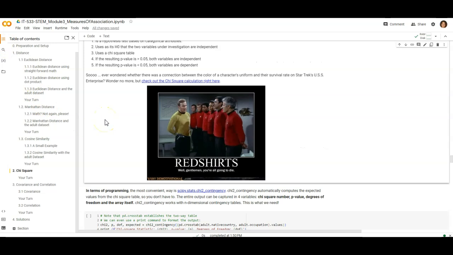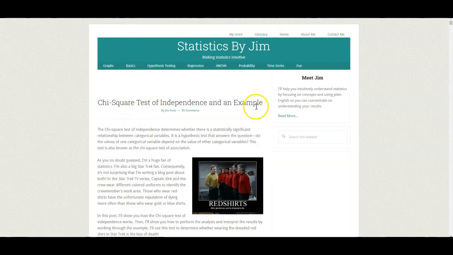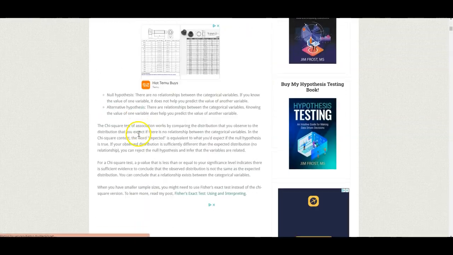And as a fun and very nerdy side note and example, check out the chi-square calculation that relates the uniform color in Star Trek to whether or not someone is going to die in an episode. That's right here as the chi-square test of independence with this example and a great explanation.